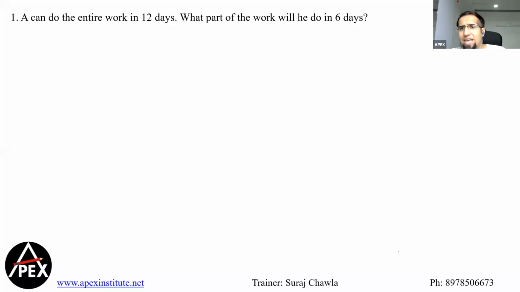Yep. So if A can do an entire work in 12 days, now in this chapter, we are assuming the entire work as one unit, okay? So I'm talking about work and number of days. So if A can do the entire work in 12 days, in 6 days, how much will he do? You guys have answered this question. If the number of days has reduced to half, at the same speed, I would do half of the work.